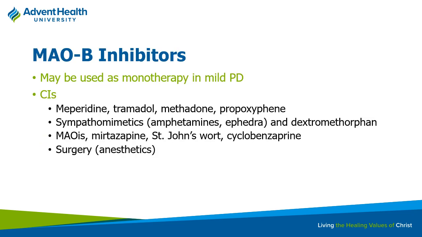So again, in mild cases of Parkinson's disease, you can use this as monotherapy, just starting out. However, be careful when you're mixing these other drugs. So as I mentioned, things like tramadol, things like methadone that block some norepinephrine reuptake, right? Things like some sympathomimetics like amphetamines, things like St. John's wort, things like certain anesthetics in surgery. These are all going to be things that cause you to have a risk for a serotonin syndrome. You got to be really careful with that. So always double check your interactions beforehand.